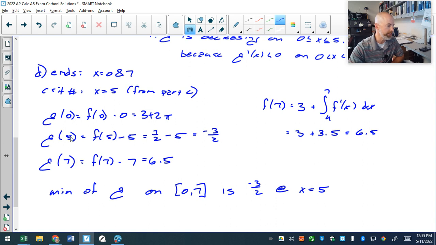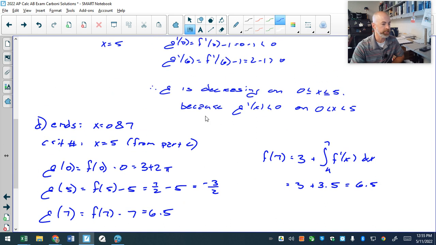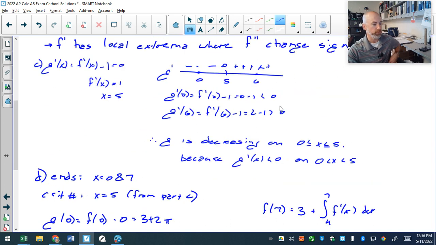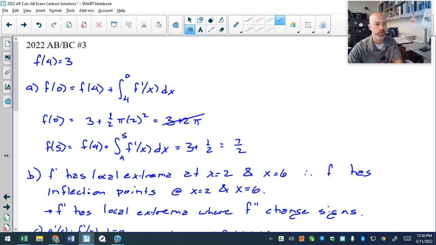Now you still would need to go in and actually find the value, G of 5 being -3/2. So don't stop by just saying the local minimum or absolute minimum is at x equals 5. And that wraps up question number 3, and I'm ready to move on to number 4.